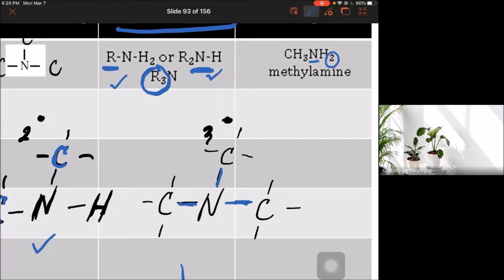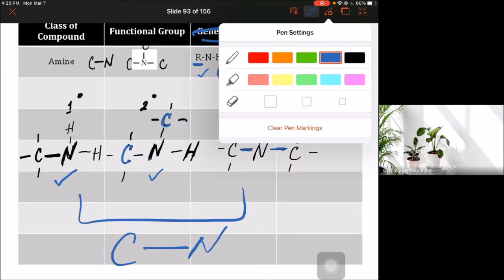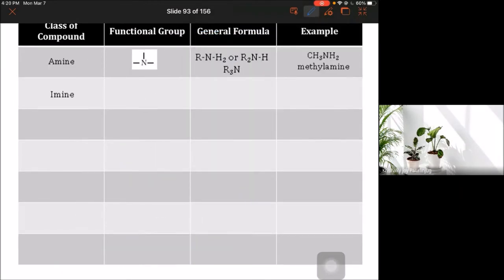What type of amine is this? Primary, secondary, tertiary? Primary. Okay, primary. Very good. Okay, let us proceed to imine.